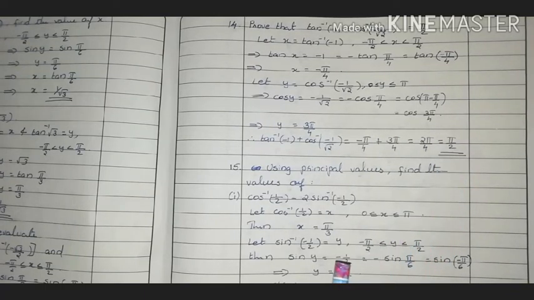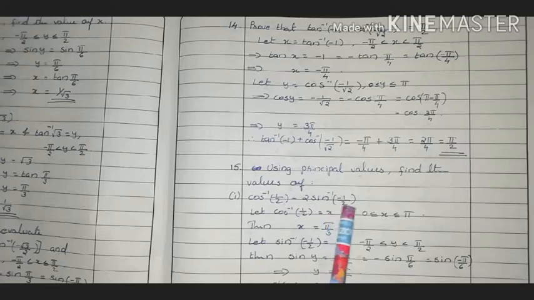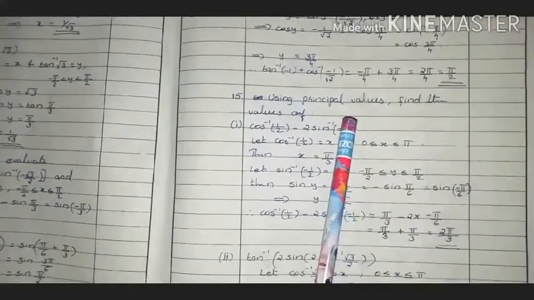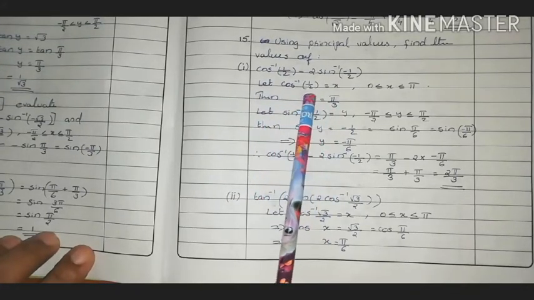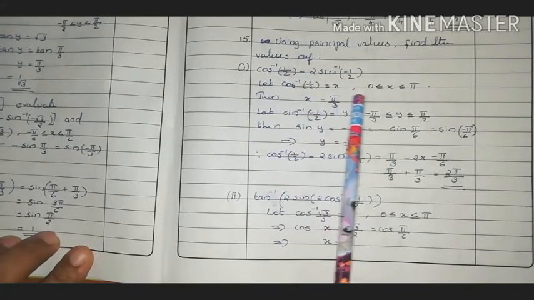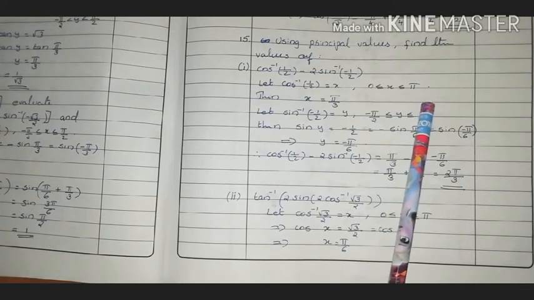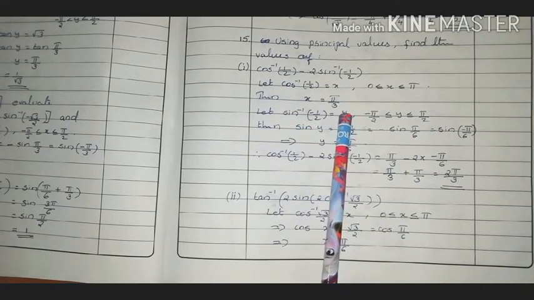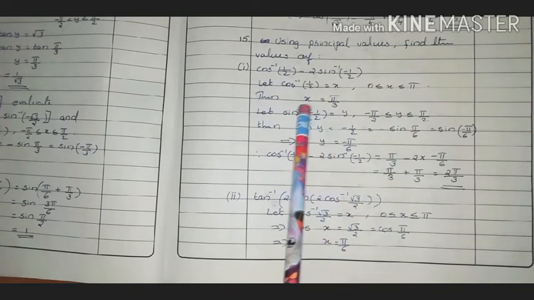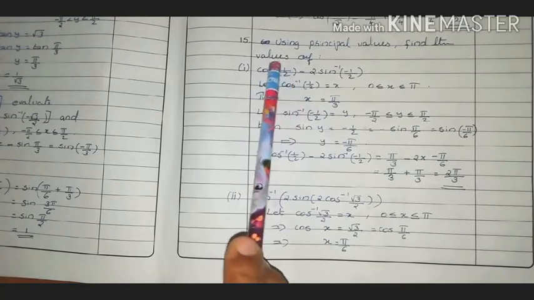Next question. Using principal values, find the value of cos inverse 1 by 2 minus 2 sin inverse minus 1 by 2. Same method: cos inverse 1 by 2 is equal to x. Principal value: 0 less than or equal to x less than or equal to pi. Then you can find x is equal to pi by 3. So cos inverse 1 by 2 is pi by 3.